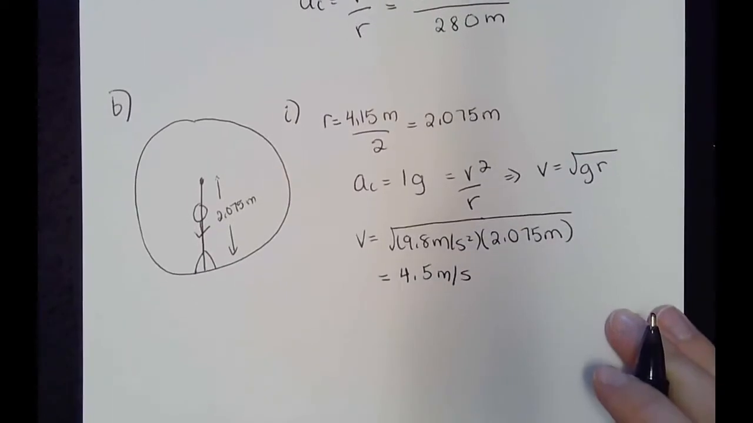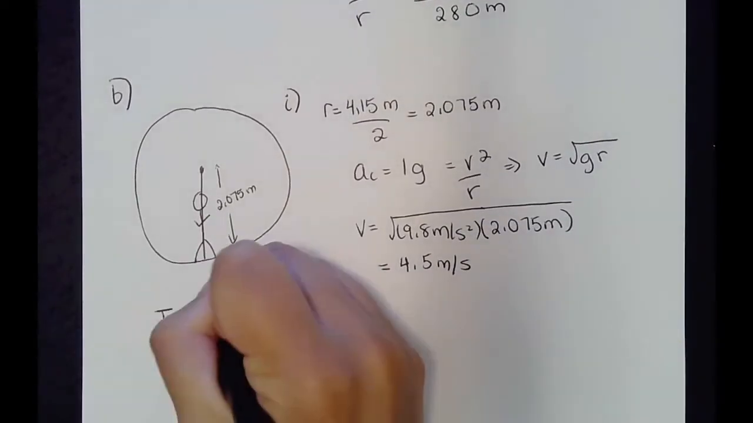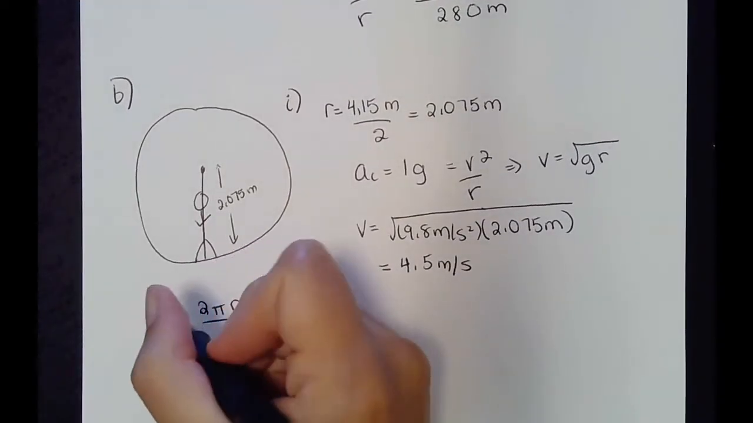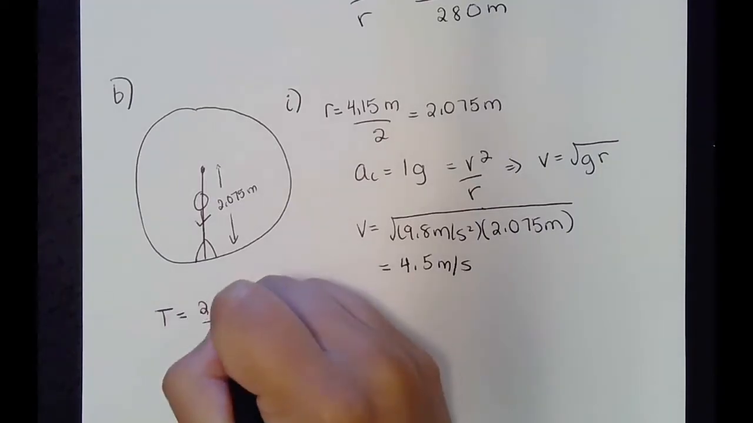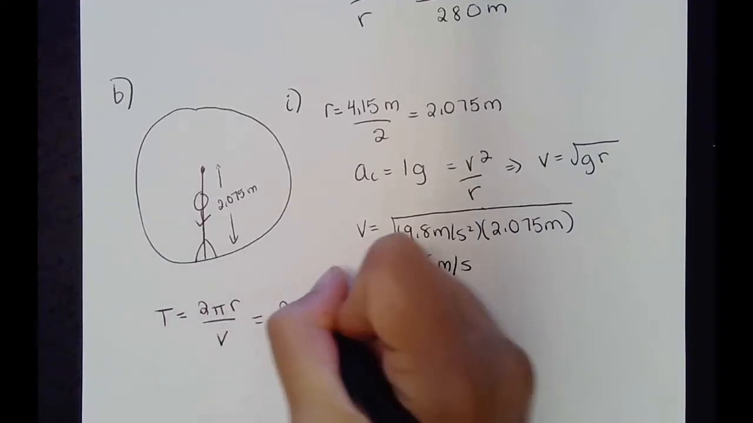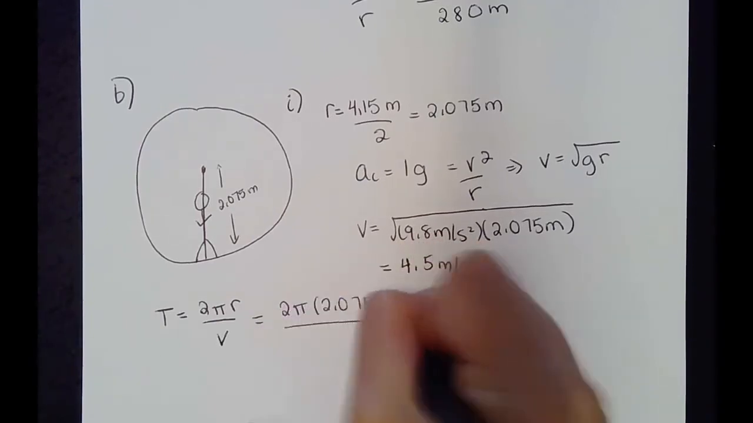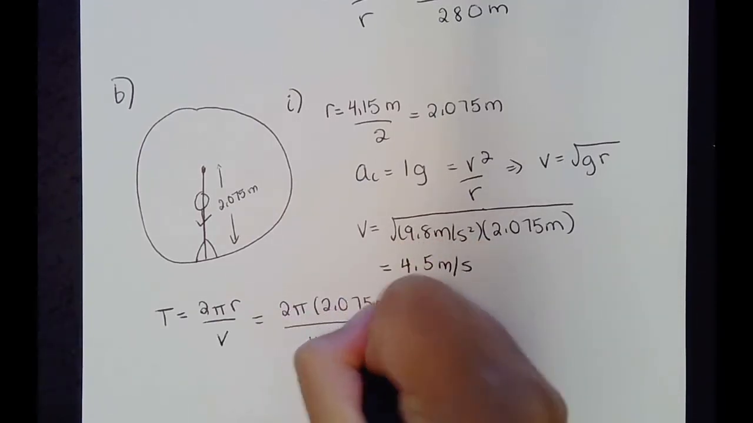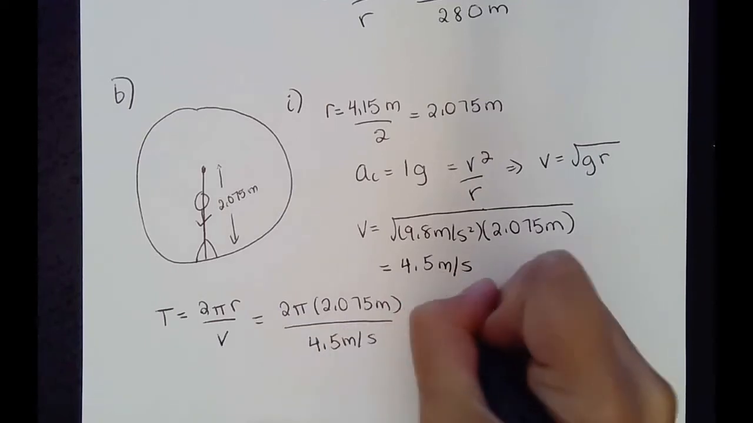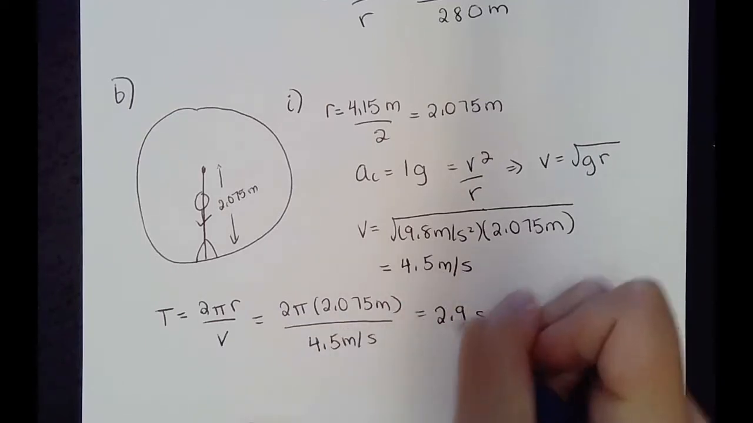So let's see what period is required to produce this. The period is 2 pi r over the speed, so 2 pi times 2.075 meters over 4.5 meters per second, so 2.9 seconds.